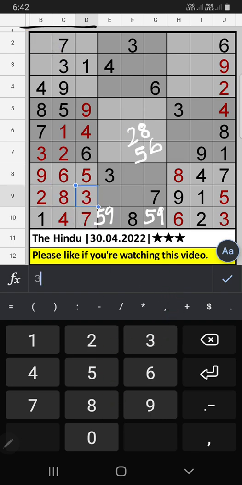1st grid 4 numbers are remaining: 2, 8, 5, 6. 4th row we already have 2, so 2 can't come in this cell. 2 is confirmed here. Then 8 is here. Then only 2 numbers are remaining, 5 and 6. Second row we have 6, so 6 can't come in this cell. 6 is confirmed here. Then 5 is here.